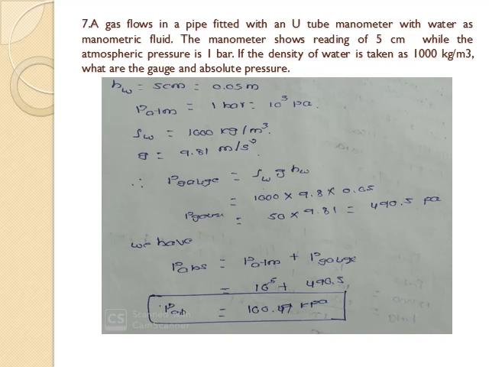We have another question on U-tube manometer. Let us read out the question. A gas flows in a pipe fitted with a U-tube manometer with water as manometric fluid. The manometer shows a reading of 5 centimeter while the atmospheric pressure is 1 bar. If the density of water is taken as 1000 kg per meter cube, what are the gauge and absolute pressure? In this question we need to find out gauge pressure as well as absolute pressure. Let us collect the given data first.